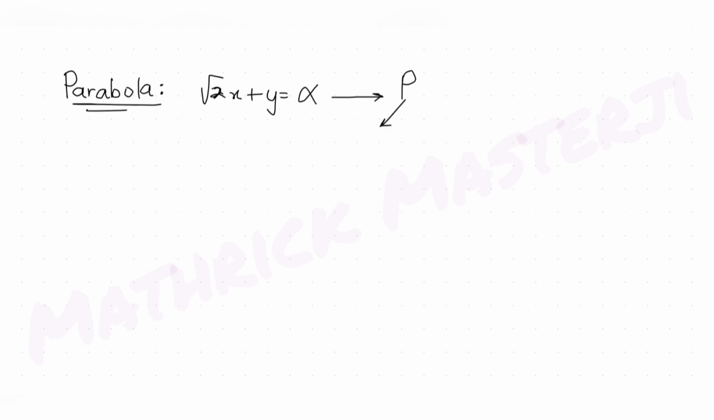Let's see today's question. Today's question we are taking up from the topic of conics, and particularly from the topic of parabola. The question tells us: let the line root 2x plus y equals alpha pass through a point of intersection P, where P is the point of intersection of the circle x square plus y square equals 3 and the parabola x square equals 2y. So these are the two equations given to us.